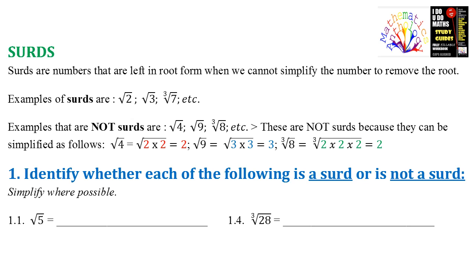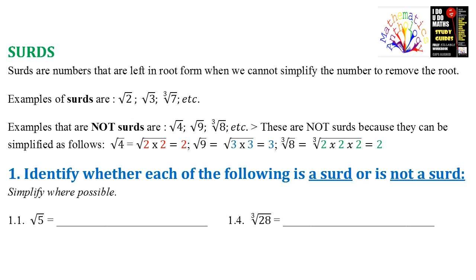Now these are not surds because they can be simplified as follows. The square root of 4 is actually the root of 2 times 2, which is 2. The square root of 9 similarly is 3, and the cube root of 8 is the cube root of 2 times 2 times 2, which is 2.